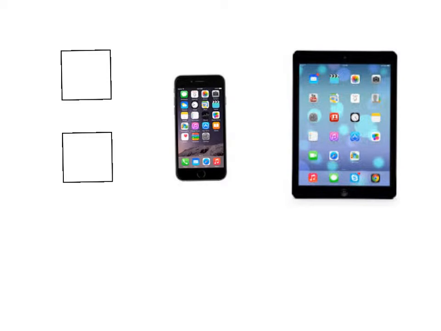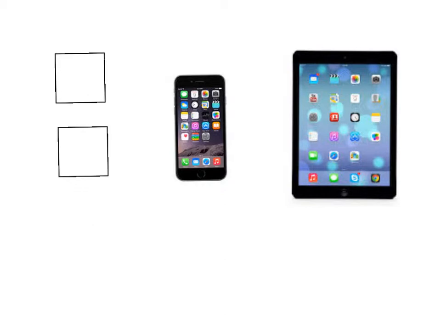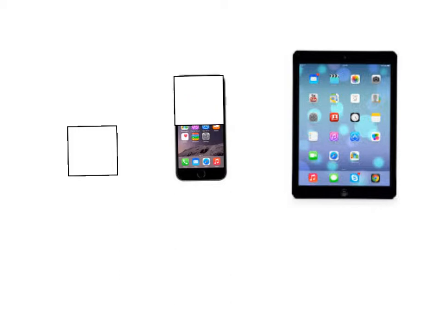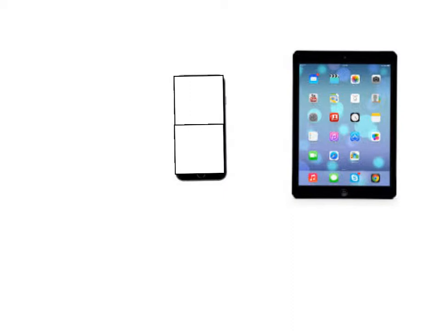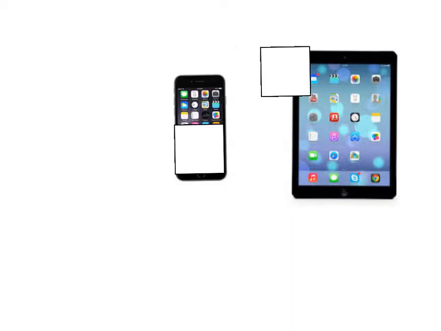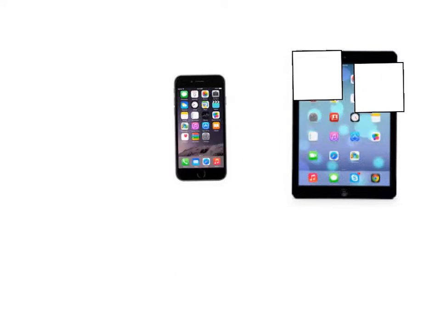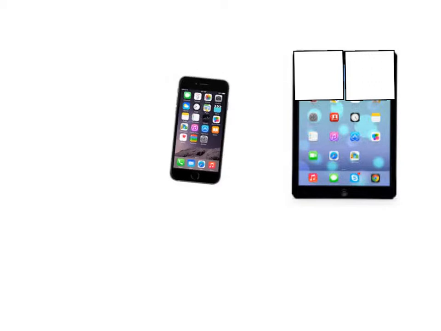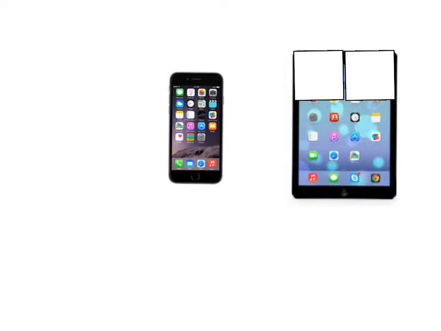Okay, so now we've got our two units of measure that are uniform. They're both the same. So if you look here, it takes two of them to show the area of this iPhone 6. That's two. Now if we move it over to the iPad, oh dear, I think we're going to need a few more. So that would instantly tell me that the iPad has a bigger area than the iPhone 6, because the iPhone 6 only needs two of these.